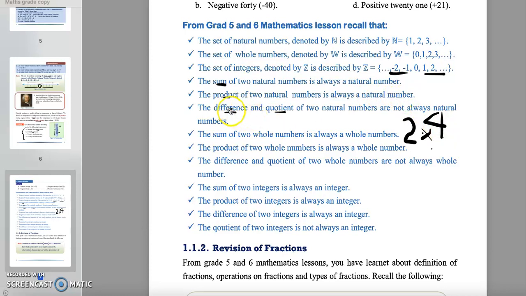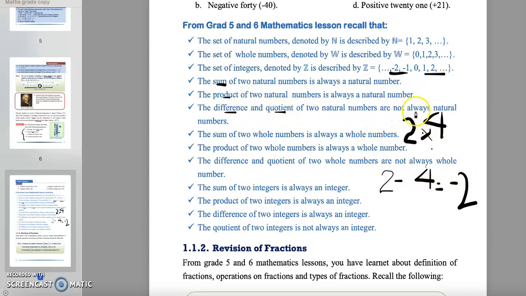But it's not the same in the case of difference and coefficient. If we divide or subtract, 2 minus 4 is minus 2, right? So minus 2 is not positive. It is an integer. So in this case, we do not always get natural numbers in difference and coefficient.